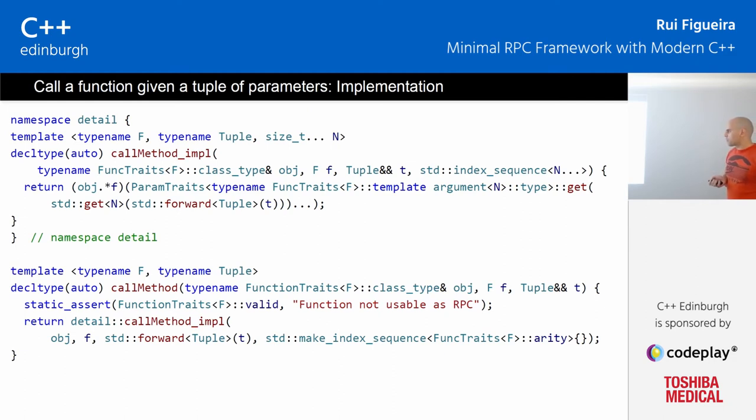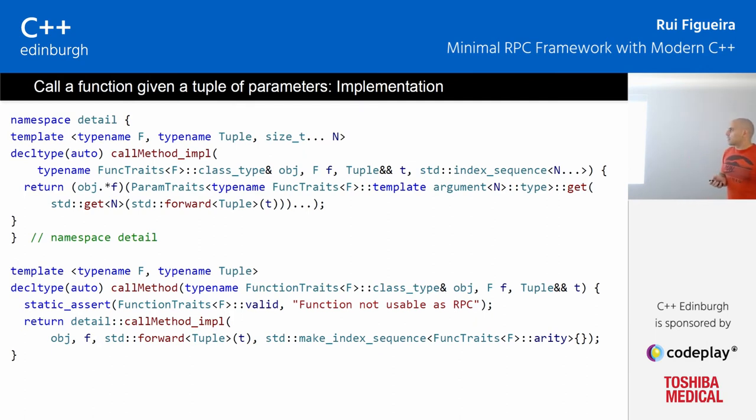So what the make index sequence does is it basically gives you a type. It doesn't actually do anything other than just giving you a type. The type that doesn't do anything, just a type. So it gives you a type template that you get a sequence of numbers. So 0, 1, 2, 3. In this case, it would give me 0, 1, 2, 3, right? And as you see, this is not used for anything. It's just so I can actually get the sequence. And this is just a helper to then allow me to expand, to unpack the tuple.